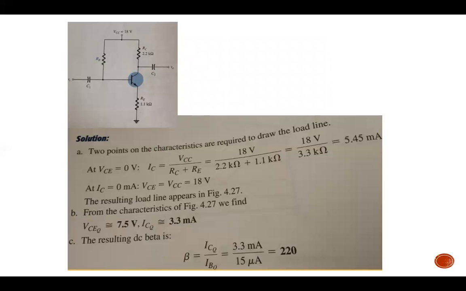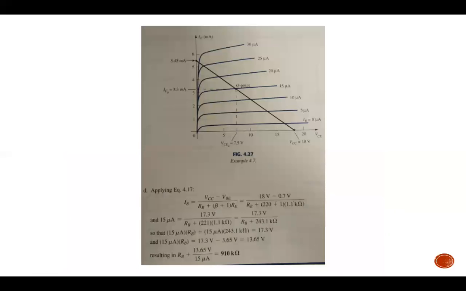Okay, and the third question is the DC beta. By using the formula beta equals IC divided by IB, you will get beta equals 220.